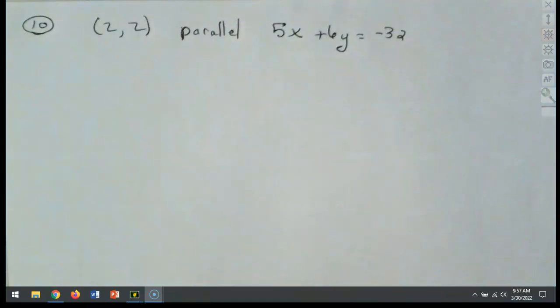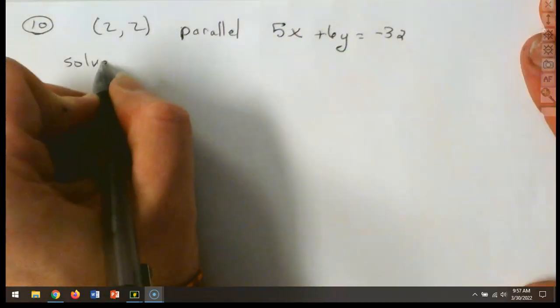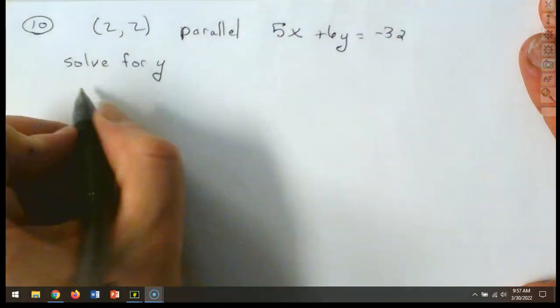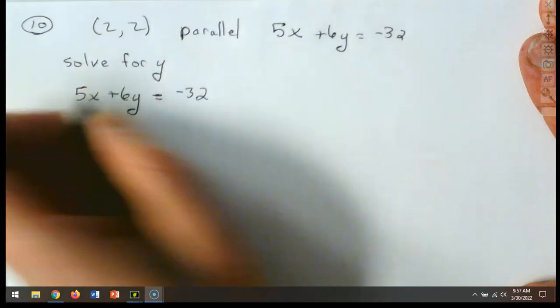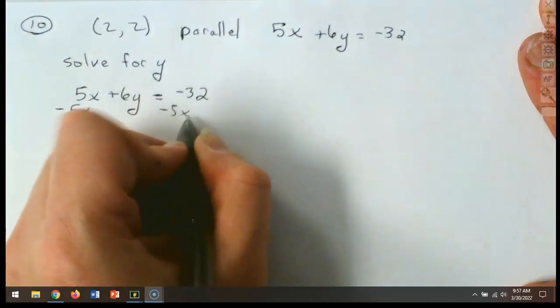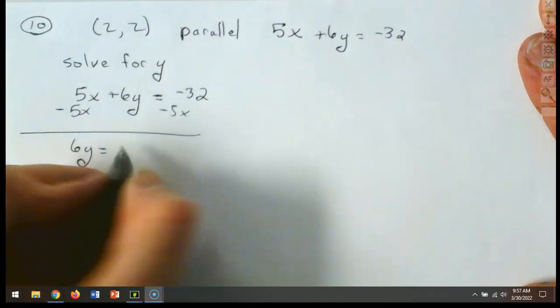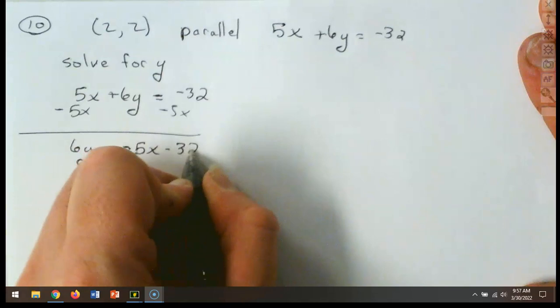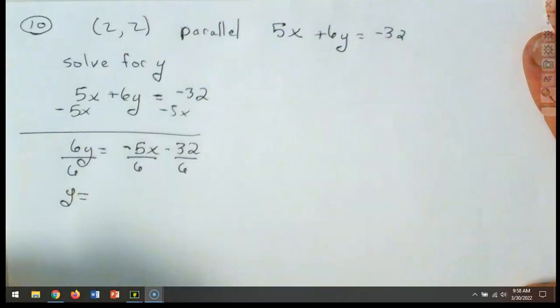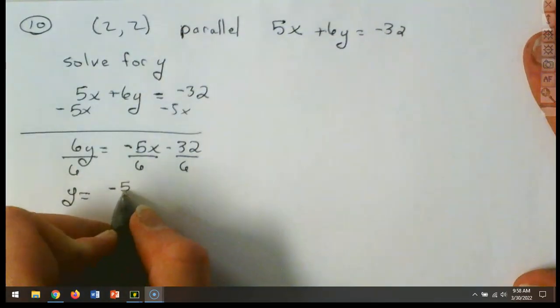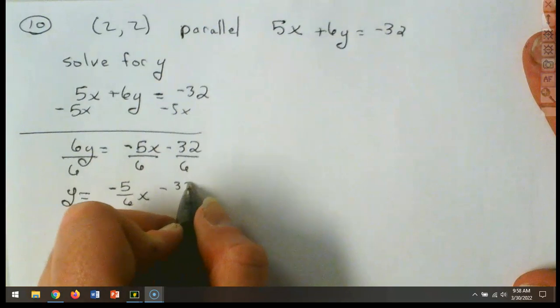We have a point and we have a line equation. So that means we're going back to page 3 of your flow chart, right? Page 3. Point and line equation. What do we do? Solve for y. So that's what we have to do first, is simply solve it for y. So 6y equals negative 5x minus 32. And we divide by our 6. And now we have y equals negative 5/6 x minus 32/6.